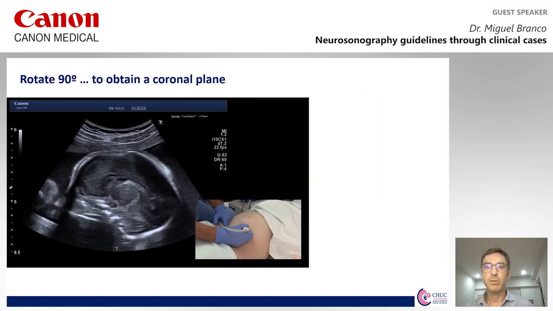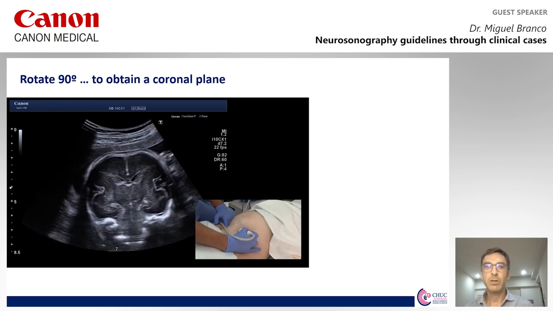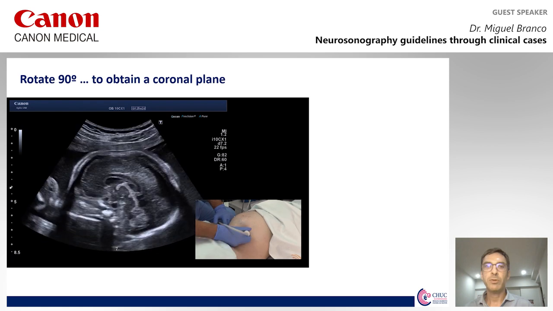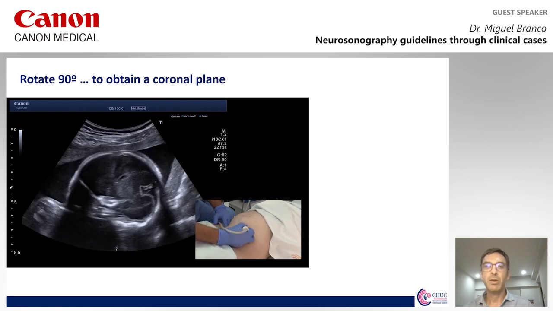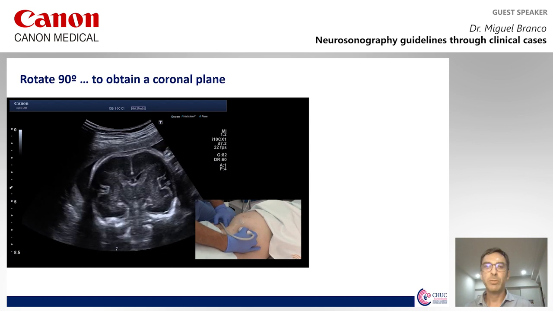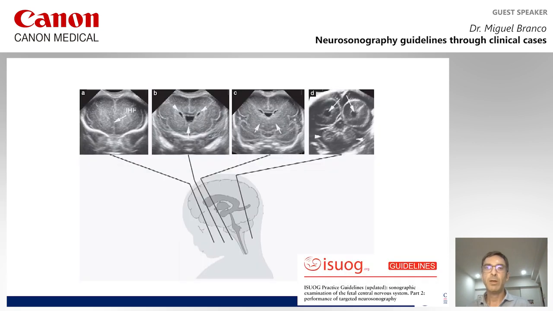To obtain the coronal plane from a sagittal one, we should rotate the probe 90 degrees. Doing that, we will obtain the coronal planes, and then with a mix of tilt and slide, we will have all of the coronal planes. We have four typical coronal planes, but the complete coronal evaluation is a complete sweep between the four planes.